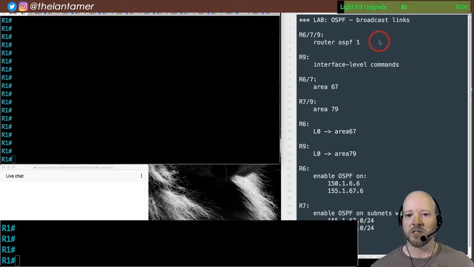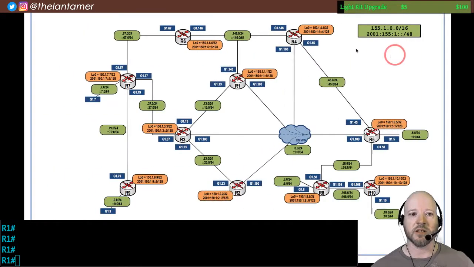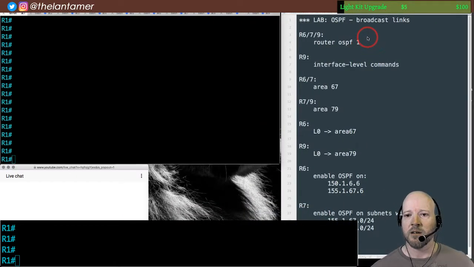So router 6, 7, and 9, I happen to know those are all in a sort of logical area here, right? They're all in line, basically. So we've got router 6, 7, and 9, and those are going to be in regular configuration, router OSPF 1. On router 9, it's asking us to do interface level commands alone.